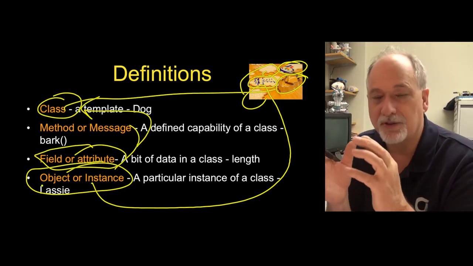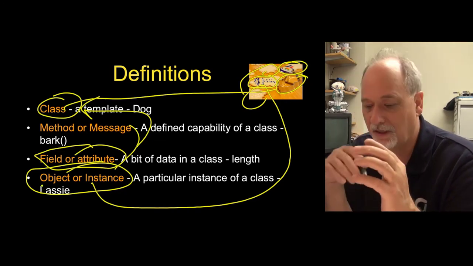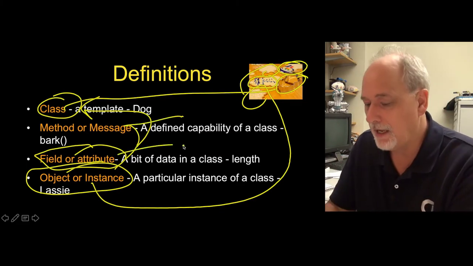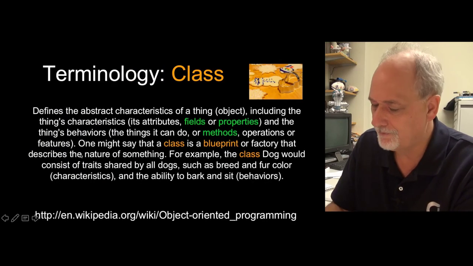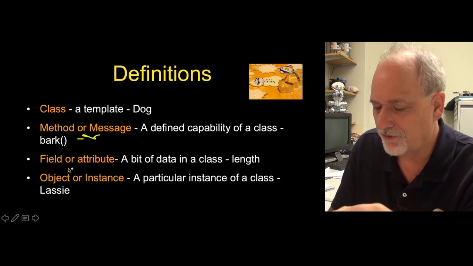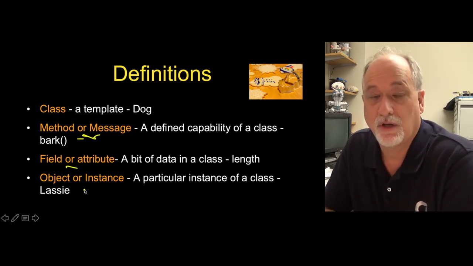But if you're saying, I'm going to build this capability, and it's going to have data inside of it and code inside of it, the code is the method or message and the data is the field or attribute. There are just two different sets of terminology. Method is what I'll probably use.